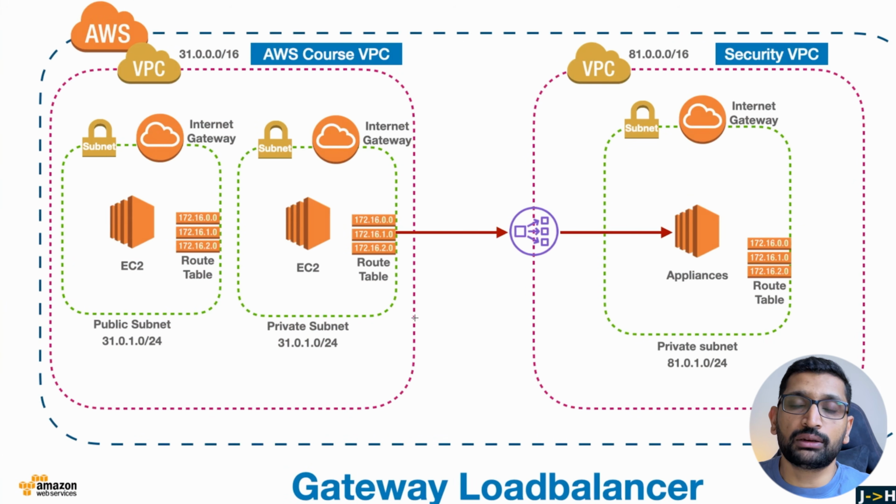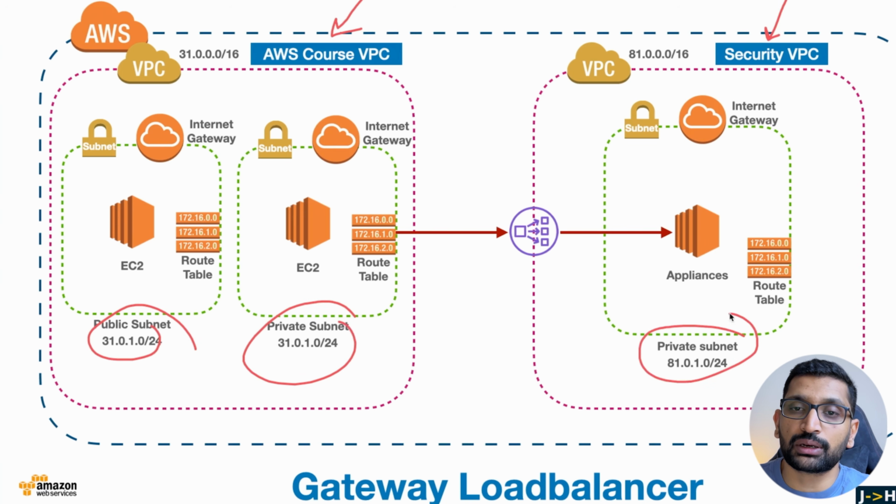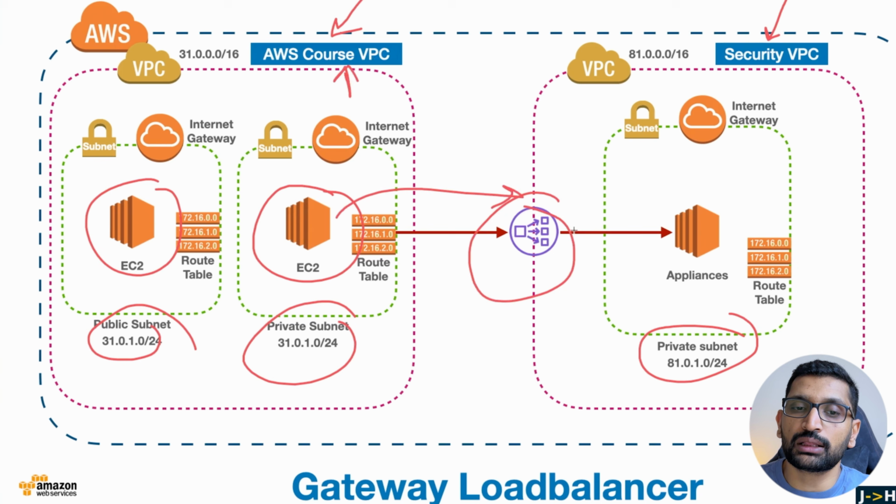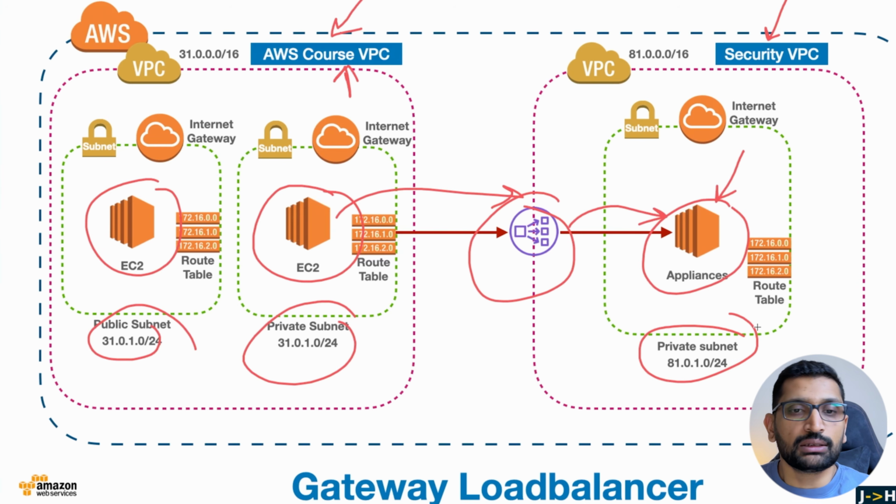Now, how are we going to implement this gateway load balancer? First we are going to create an AWS course VPC, then we are going to create a security VPC, and then we are going to spin up the subnets, the public subnet and the private subnets in the security VPC. After that, we are going to spin up the EC2 instances in the AWS course VPC, which will be our workload VPC, which will generate the traffic towards this gateway load balancer. And then we are going to create a gateway load balancer, and then the traffic will be thrown to these EC2 instances, which are our appliances. And here we are going to inspect that particular traffic. So that's a potential implementation we will do in the demo.